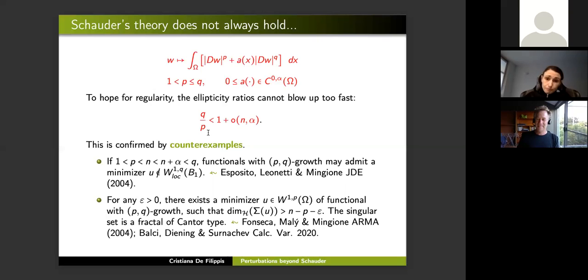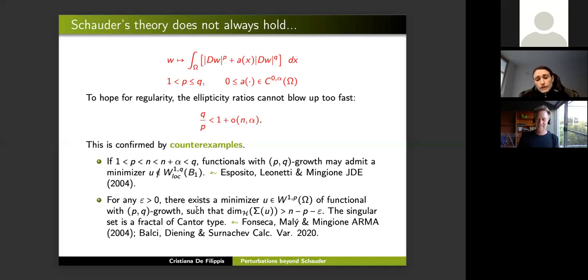This is indeed confirmed by counterexamples. Indeed, when dealing with double phase functionals, if we violate a certain constraint that I'm going to show you in the next slide, we can find minimizers whose gradients do not belong to L cube, for instance. So it won't belong to L infinity. And moreover, you can do something even more subtle.